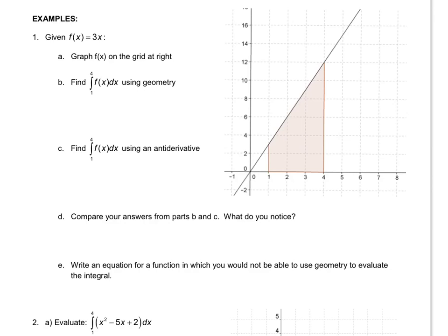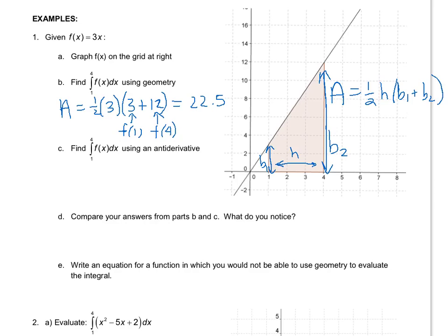Remember, for a trapezoid, the area is 1/2 the height times the sum of the bases. And the height is always the distance between the two parallel sides. So this is actually our height. This distance would be base 1, and this distance in here would be base 2. So using geometry, we can go ahead and calculate the area of this.